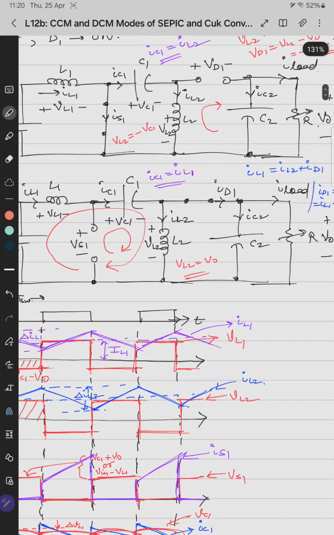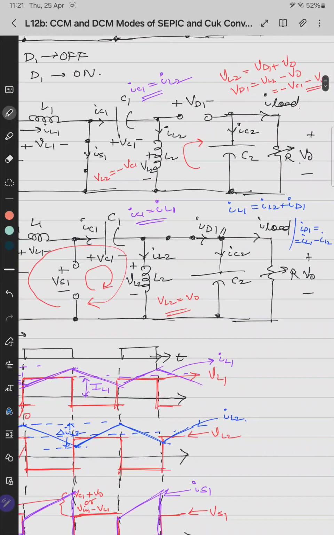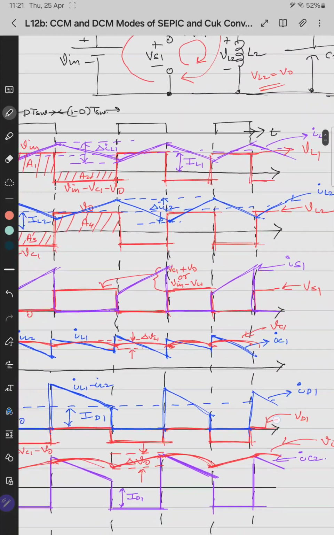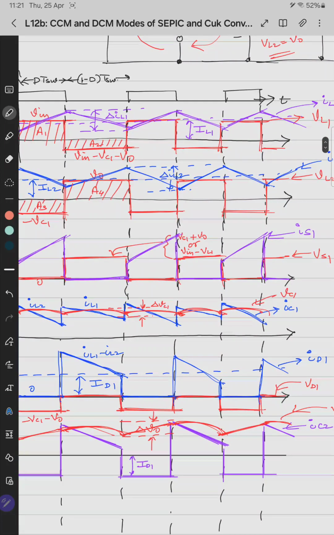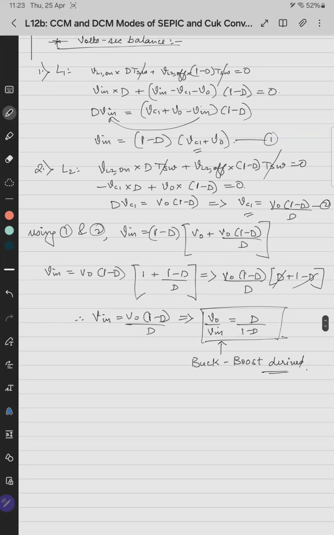So here this is the diode current ID1. This is ID1. So the point at which the waveform ID1 ... before this we'll also do the amp second balance.